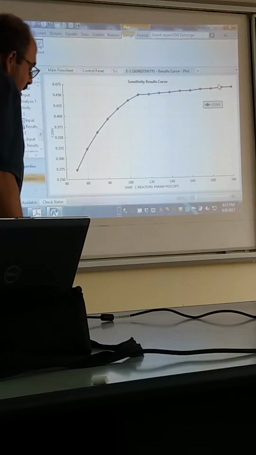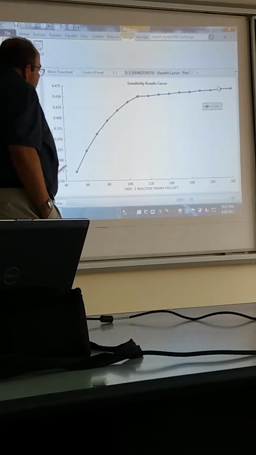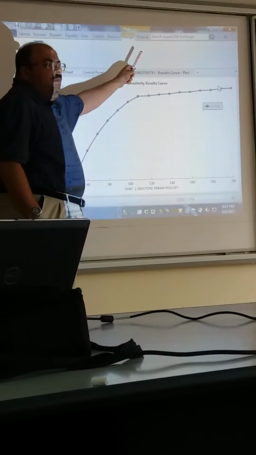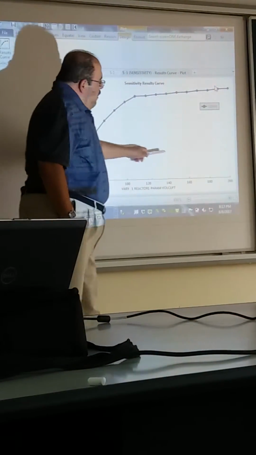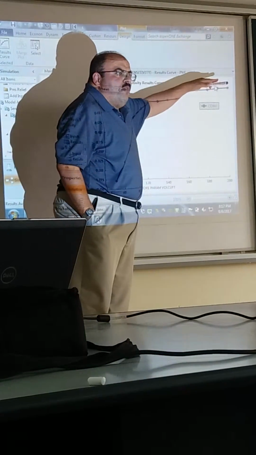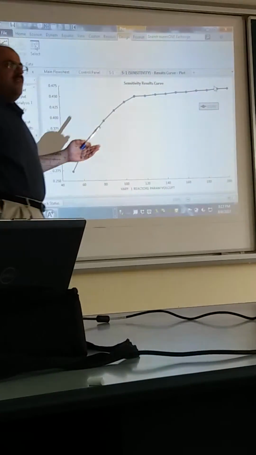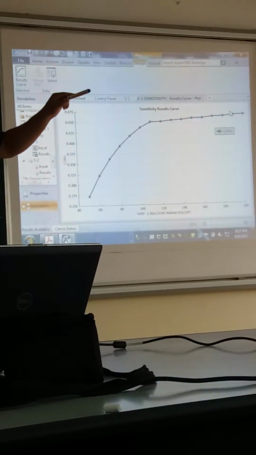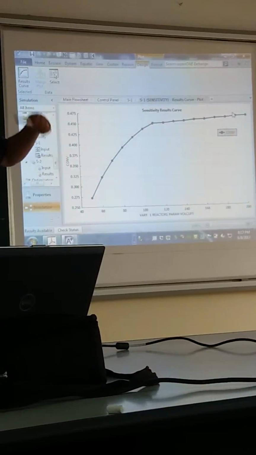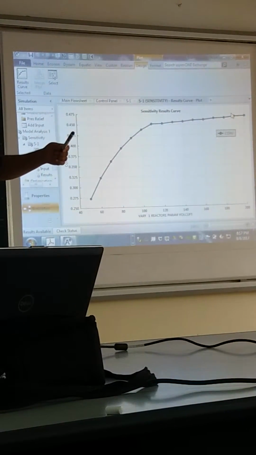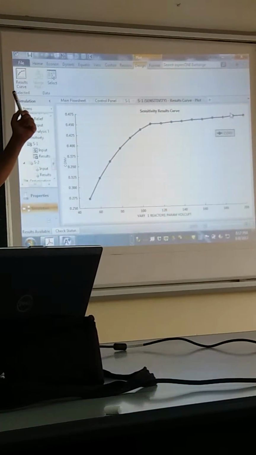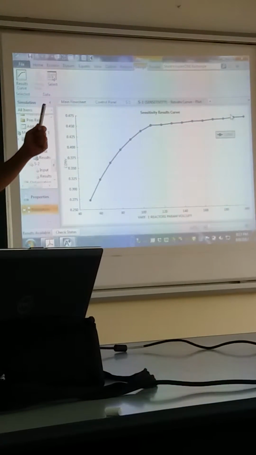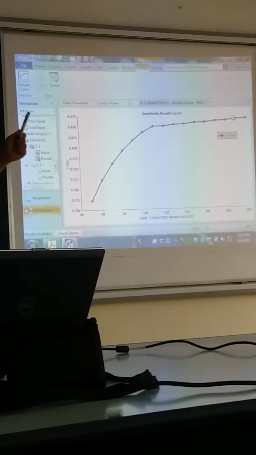Again, note something else. The trend is the conversion doesn't keep going up, right? There is a point beyond which it sort of flattens out. Why is this the case? Remember, this is a reversible reaction. So even if you keep increasing the size, you're not going to exceed the equilibrium conversion, right? There is a maximum allowable conversion.